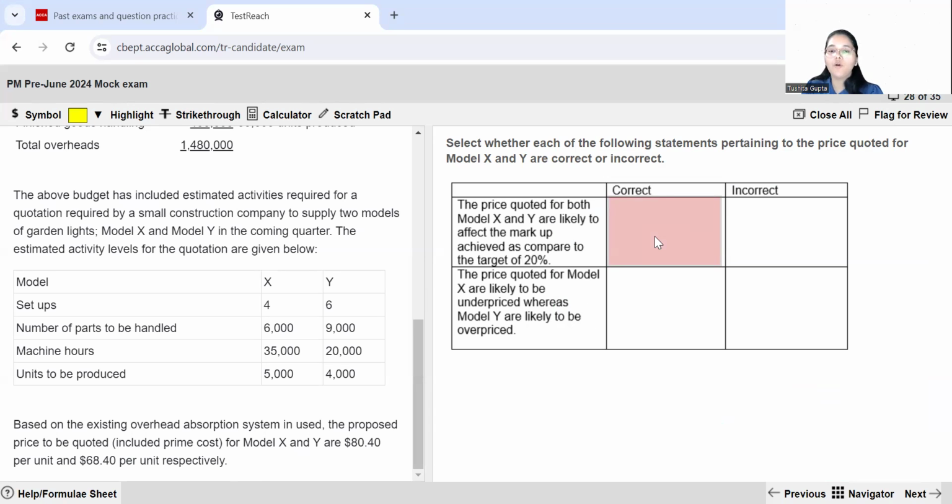Then, the price quoted for model X is likely to be underpriced, whereas model Y is likely to be overpriced. This is absolutely incorrect. And why is that? Because the model X per unit cost is basically lower using ABC costing. Even though the number of units is high, if you divide it according to the cost drivers, it is using fewer of the resources, the drivers which are being utilized. So with ABC, you're getting a lower per unit cost for model X. Hence, this statement is incorrect.